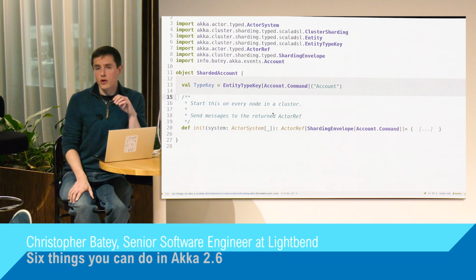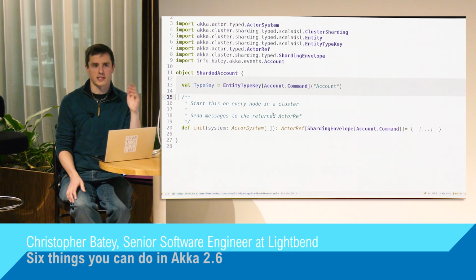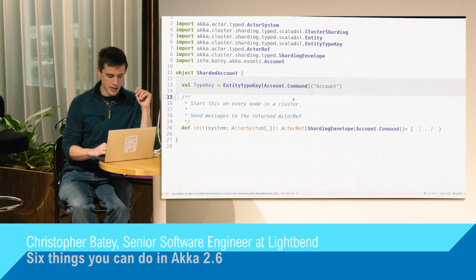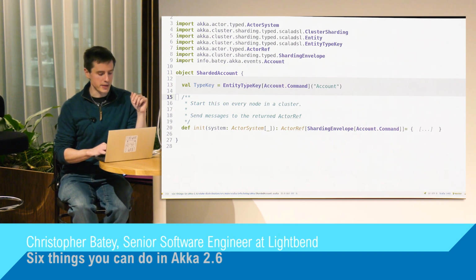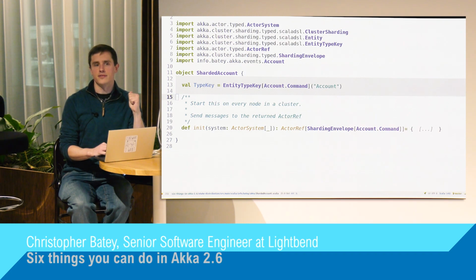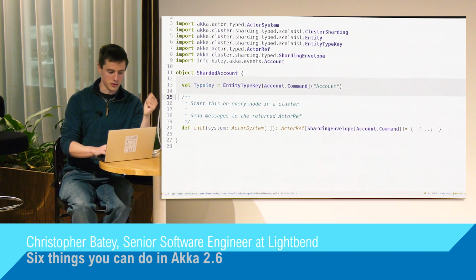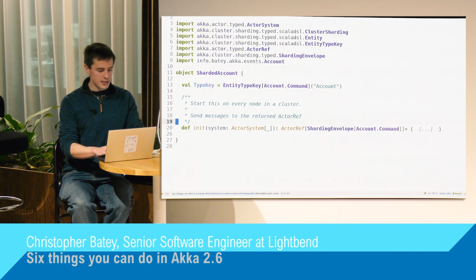If you've used sharding before in Akka 2.5, then it was to an untyped actor, so you can send whatever you want, but that's not what we want in Akka 2.6. We want to only be able to send messages of the right type to it. So we create this entity type key, and we have the type of the message. This Account.Command is what we defined in the event sourcing section. And then we give it a name, and that's just to uniquely identify it. We could have two sets of sharded actors for the same type but different names if we wanted. It's not too common.